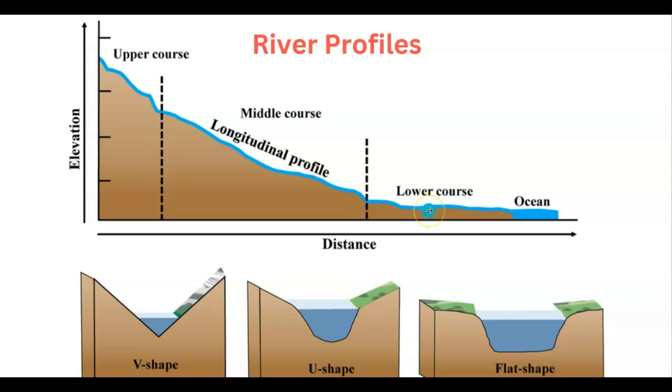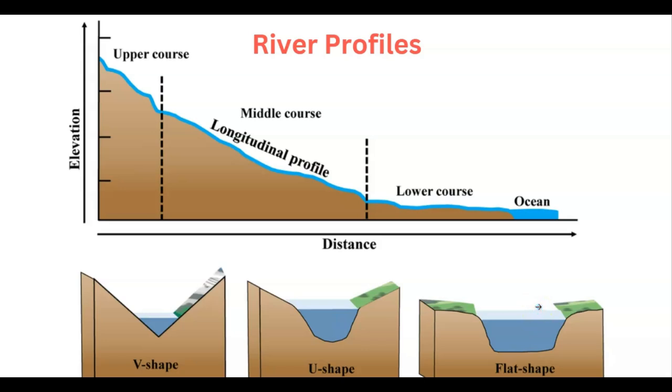Then the lower course is the flatter final stage. You can see here, it gets closer to sea level. Deposition dominates with very little erosion taking place here. The channel is going to be at its widest. Extensive meandering takes place due to the flat surface and lateral movement of the river. Laminar flow will dominate due to smooth sides and smooth riverbed.